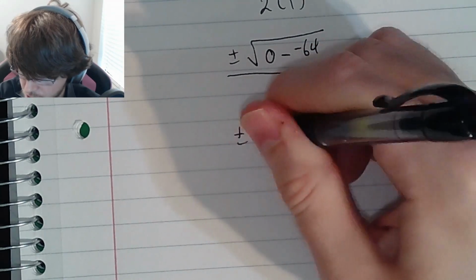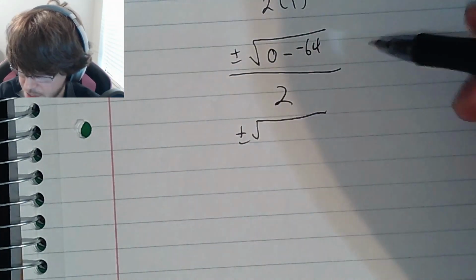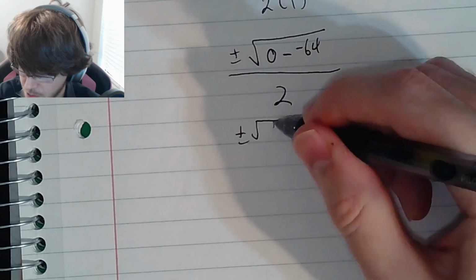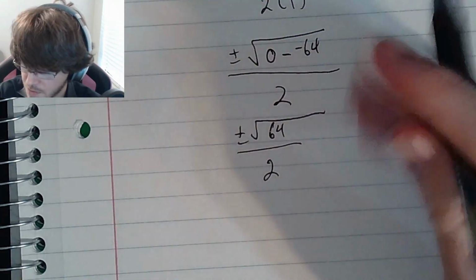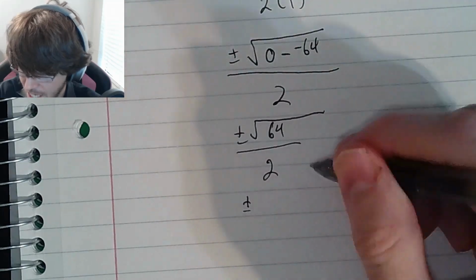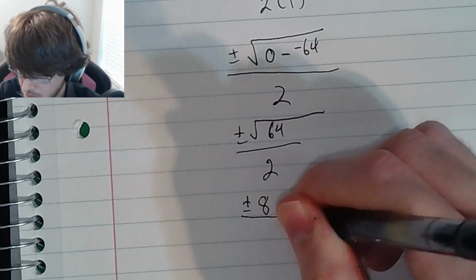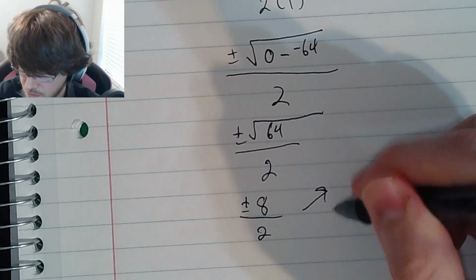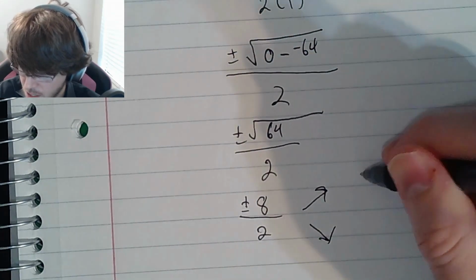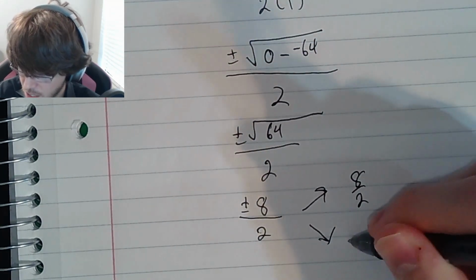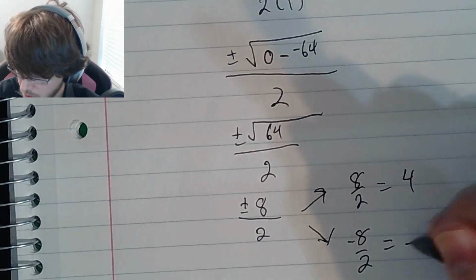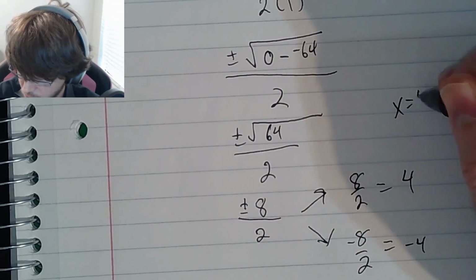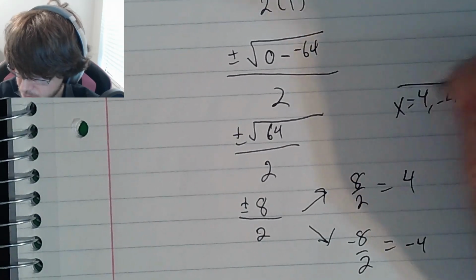And plus or minus these square roots: 0 minus negative 64 is positive 64, divided by 2. And the square root of 64 is, of course, 8, divided by 2, which gives us our two different answers: 8 divided by 2 and negative 8 divided by 2, which is 4 or negative 4. So x equals 4 or negative 4.